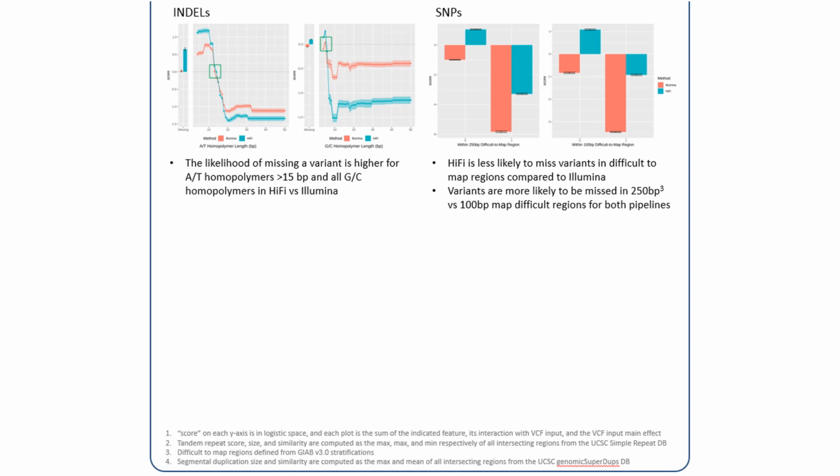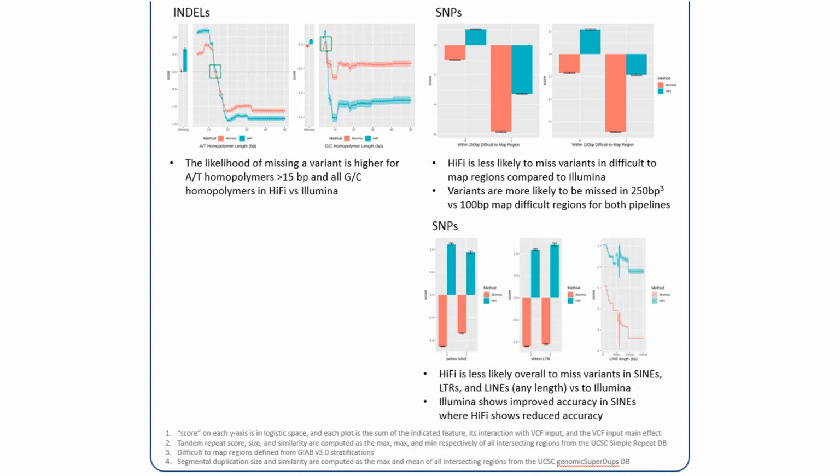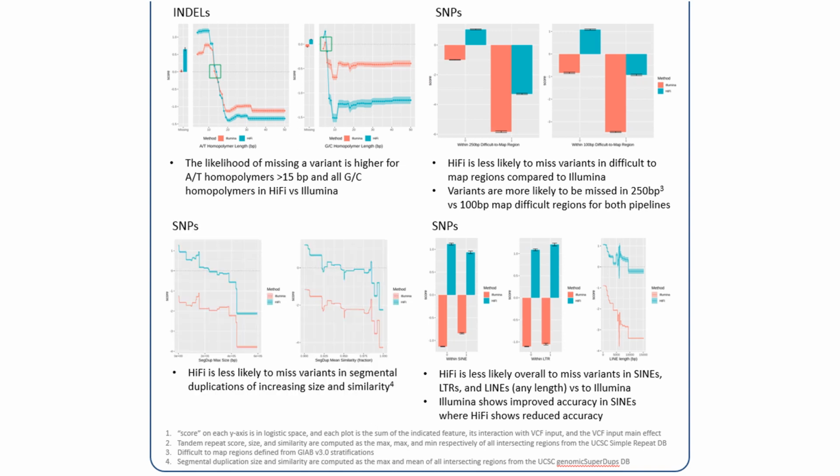For SNPs, HiFi is less likely to miss a variant in hard-to-map regions with 2 levels of difficulty, as defined using version 3.0 genome stratifications. For transposable elements, HiFi in general is less likely to miss a variant, but Illumina shows improved accuracy with calling variants that are in SINEs versus outside of SINEs. Finally, HiFi is less likely to miss variants in a segmental duplication overall, and errors are more likely with increasing size and similarity. As in the first use case, these results show clear delineations for where errors are more likely to occur.